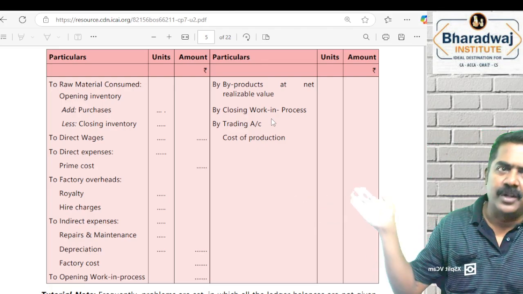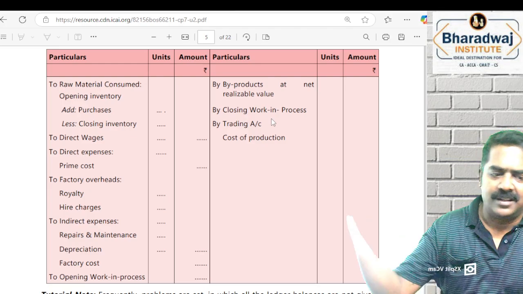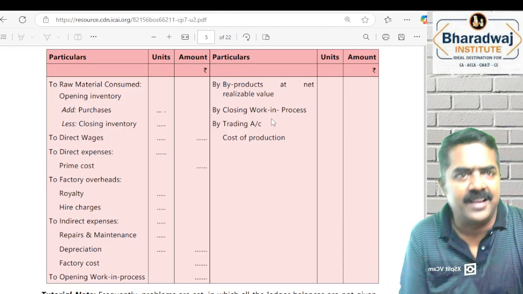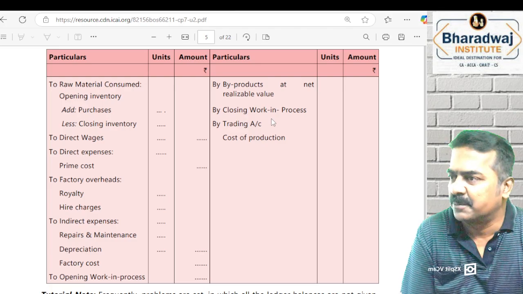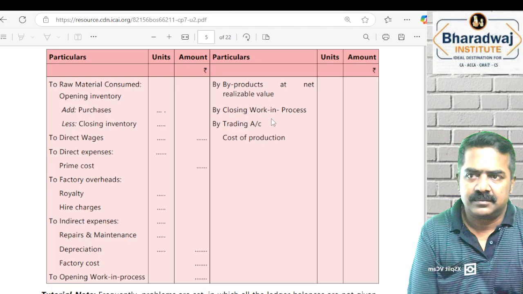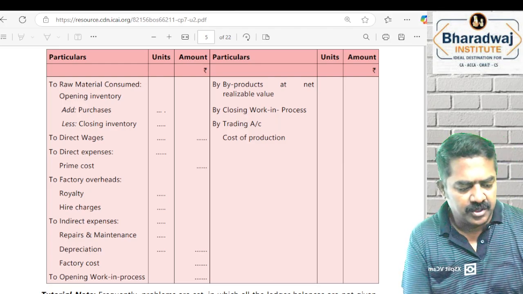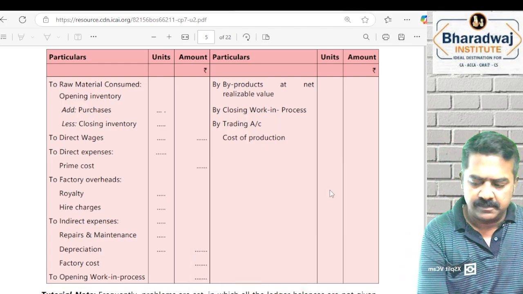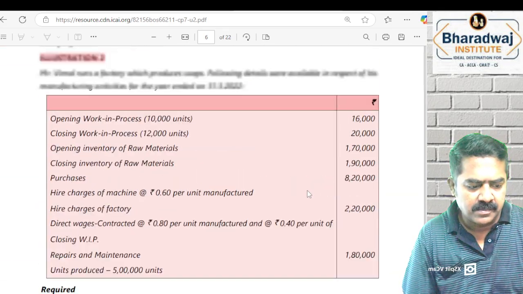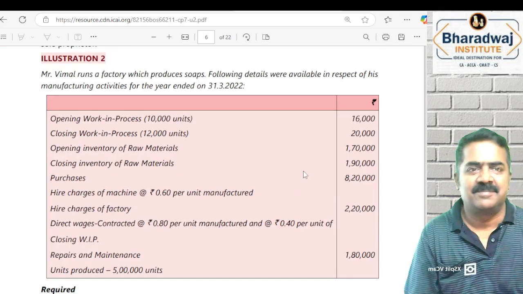Then why do we credit WIP? That is not finished this year. That will be finished in which year? Next year. So we credit WIP. The balance we transfer to which account? Trading account. That is called cost of production. Cost of production is transferred to which account? Trading account. Good. Shall we go to a question? It's a typical exam question you are going to solve.